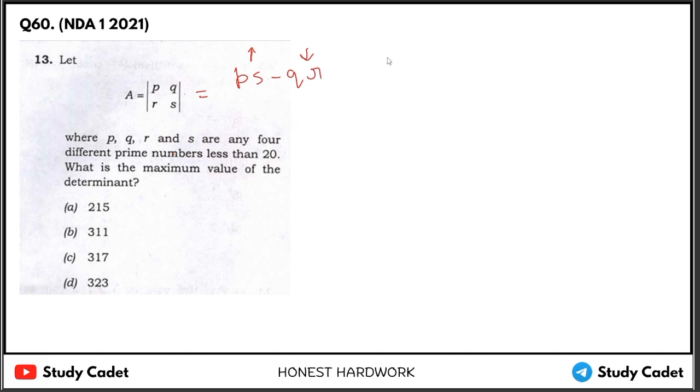So the prime numbers are 2, 3, 5 and 17, 19. PS should be maximum, so we will take 17 into 19, minus QR should be minimum, so I will write 2 into 3. 2 times 3 is 6, and 323 minus 6 will be 317.